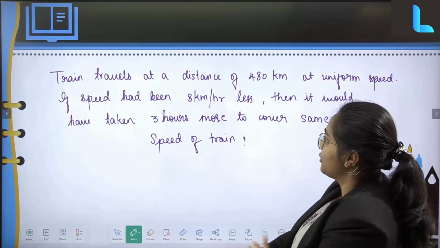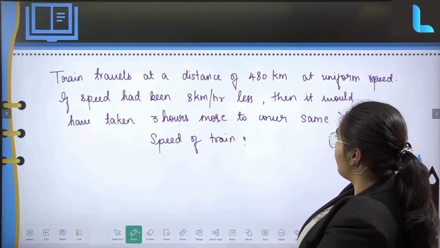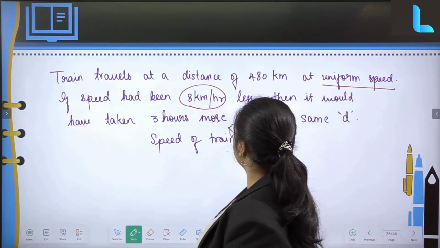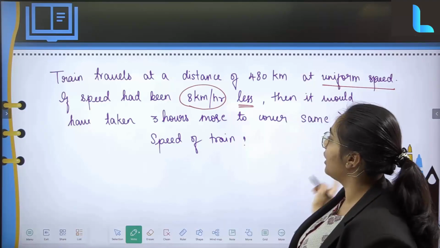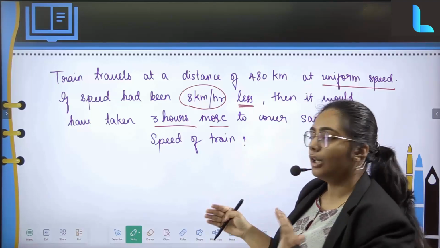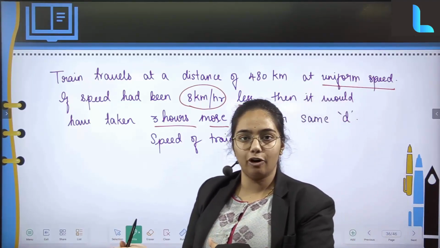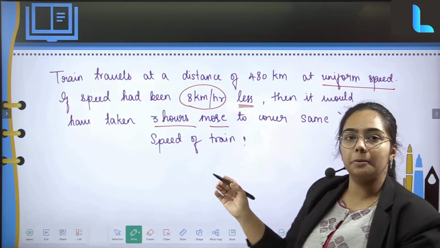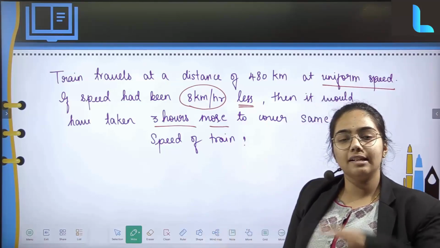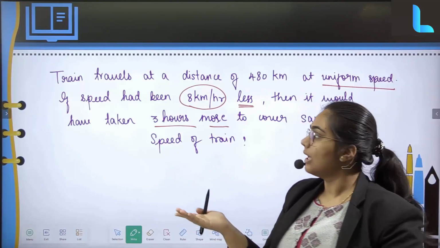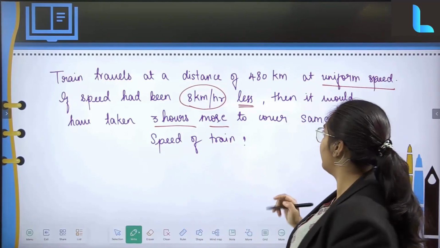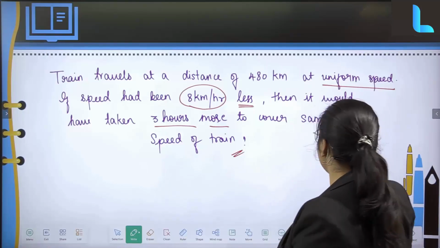Right. Next question. Train travels a distance of 480 km at a uniform speed. If the speed had been 8 km less, then it would have taken 3 hours more. So what is it stating over here? The train is traveling at a uniform speed. Suppose the speed is going to be 8 kilometer per hour less. Obviously if kilometers per hour is going to reduce, the time taken would eventually increase because it is inversely proportional, right? So you have to find out the speed of the train.